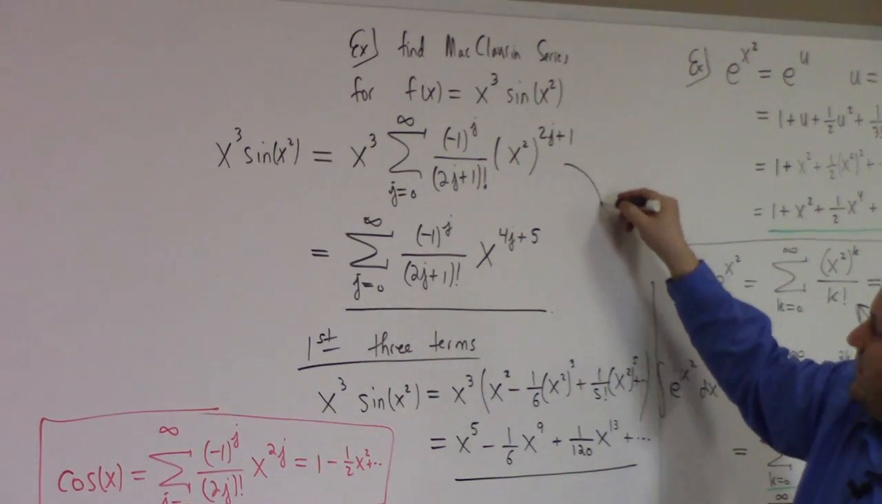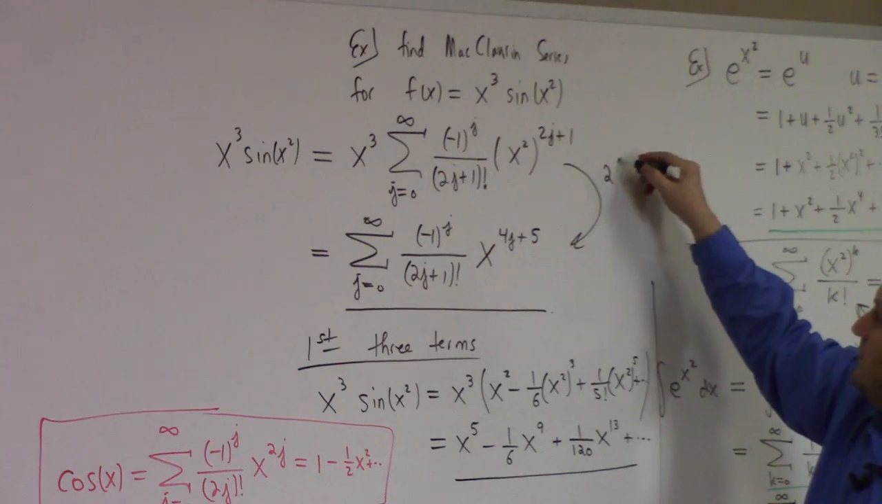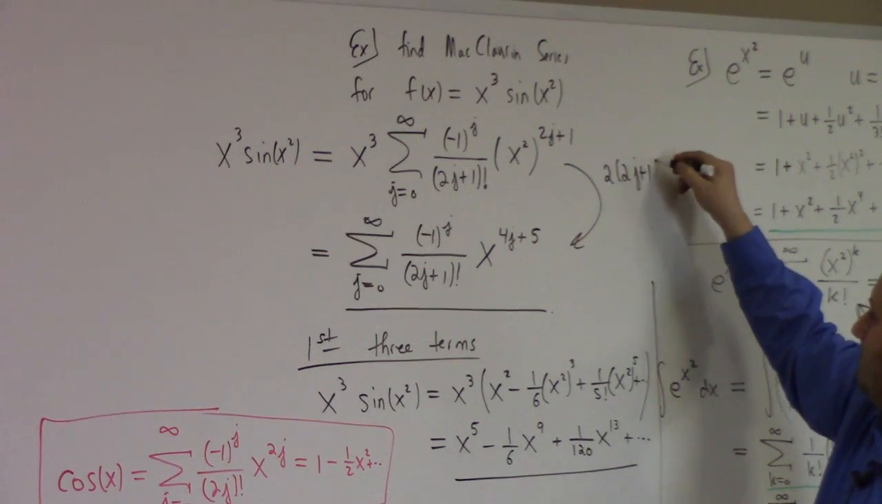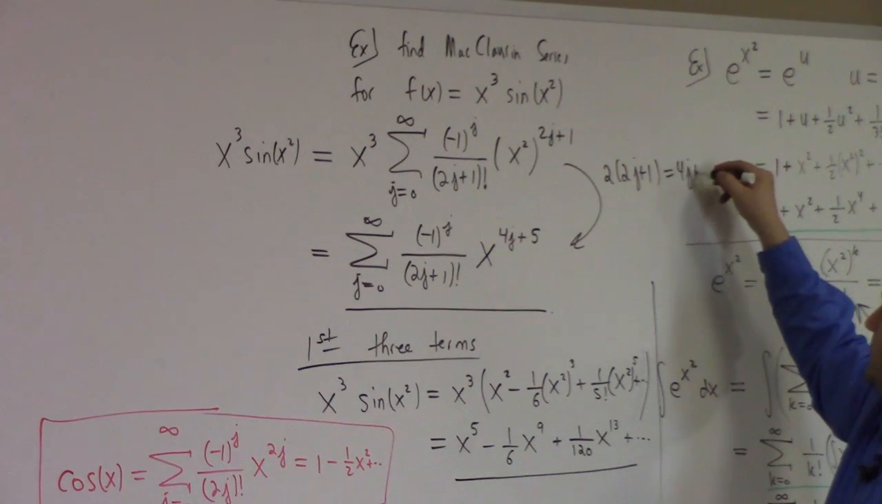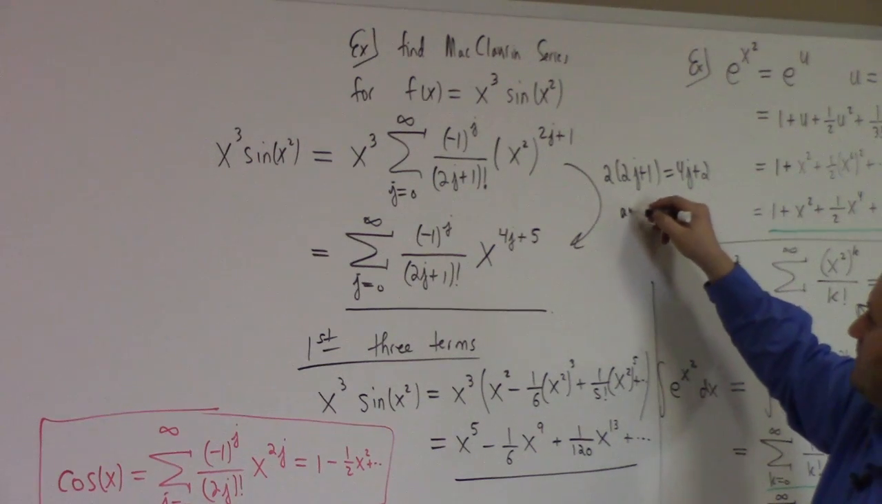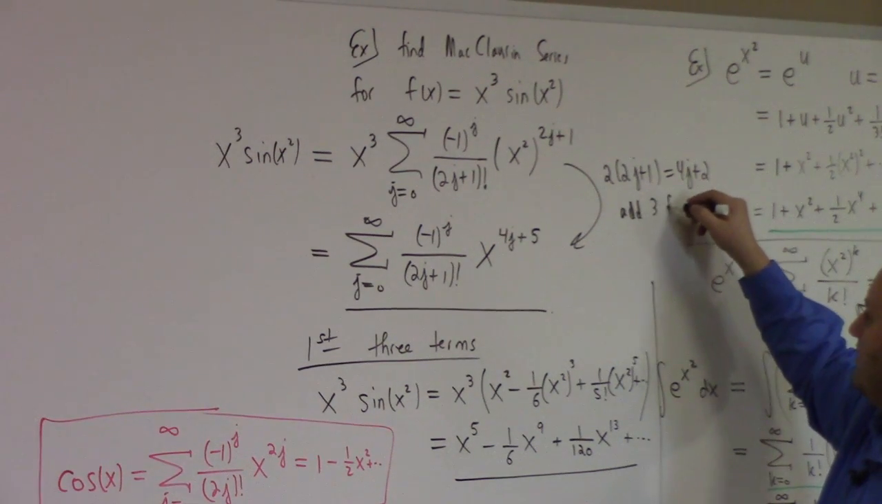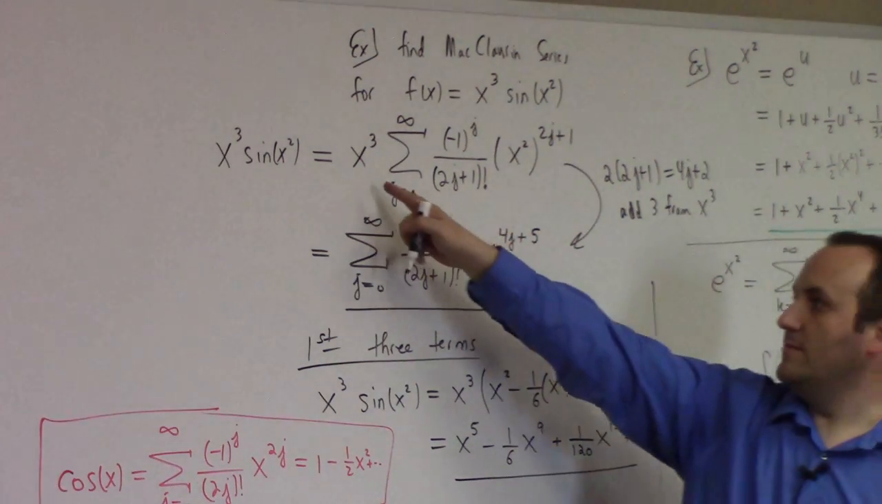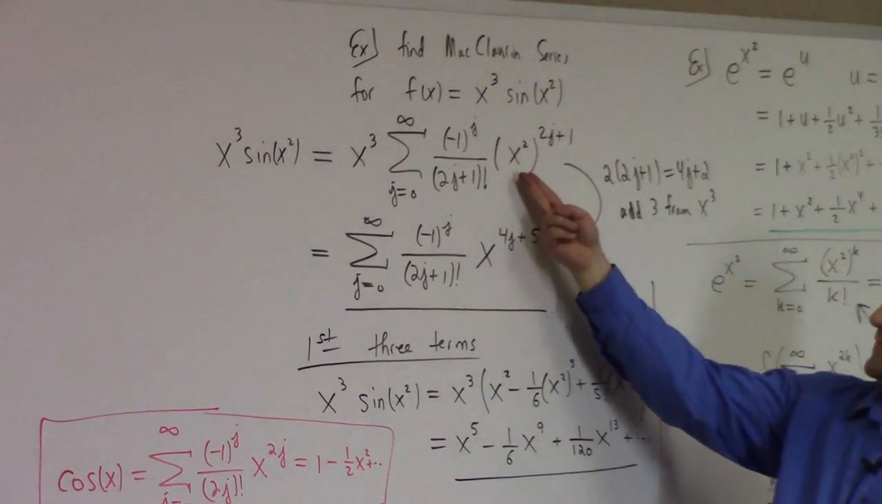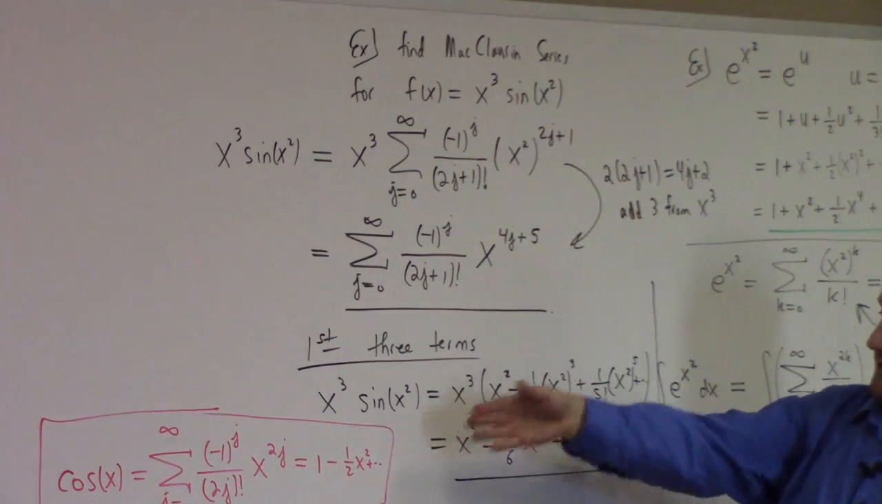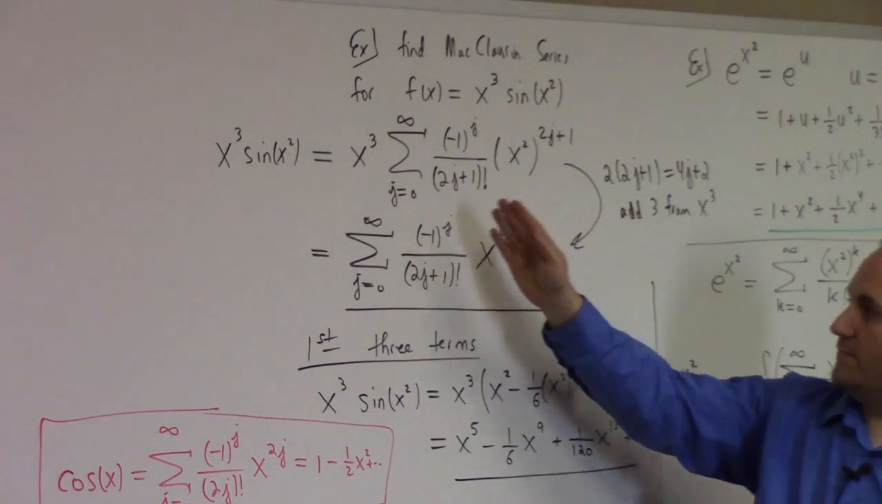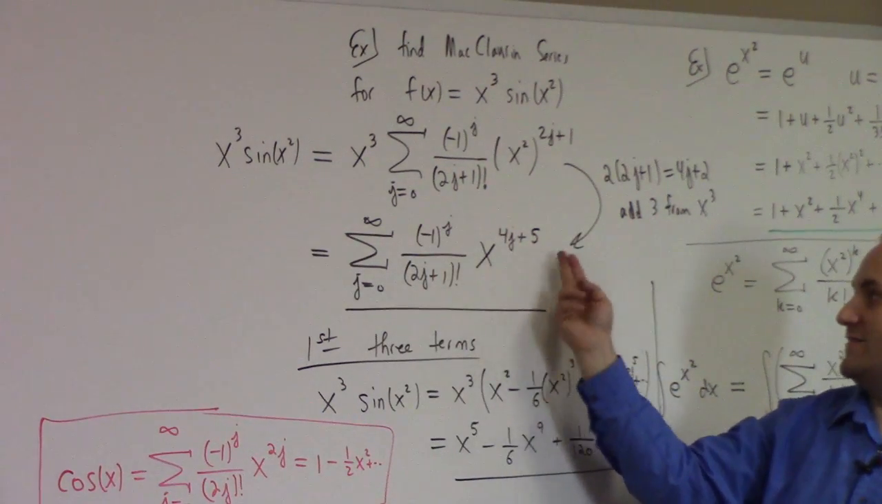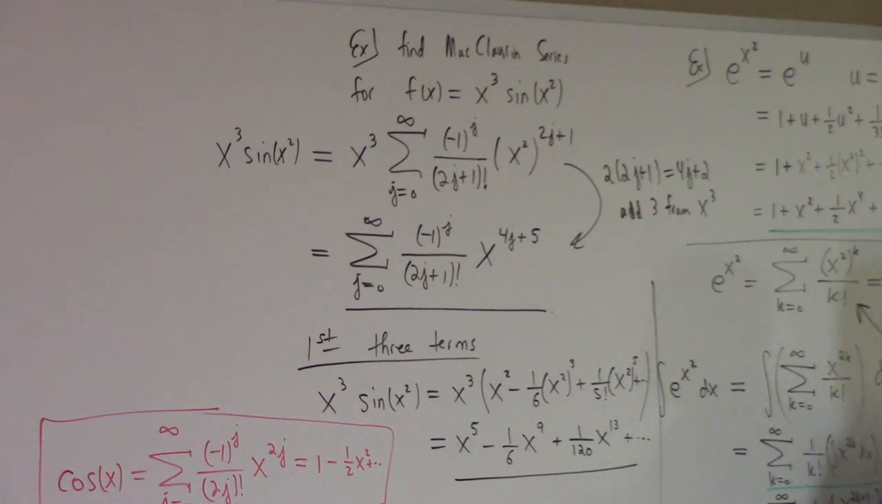To get from here to here, notice that 2 times 2j plus 1 is 4j plus 2, but then we have to add 3 from the x cubed multiplied out here, right? So I'm just plugging x squared into the sine series, and then I bring in the x cubed, which adds 3 to the exponent. And there you go, that's the Maclaurin series for x cubed times sine of x squared.